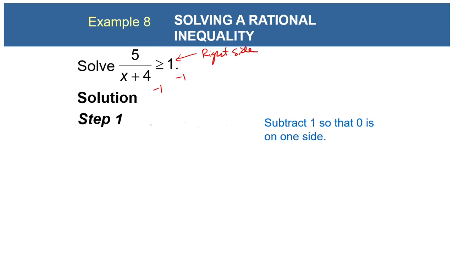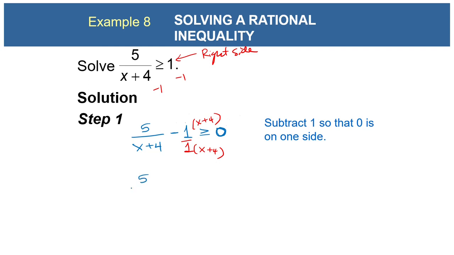This gives me 5 over x plus 4 minus 1 is greater than or equal to 0. Now this is very similar to what we've been doing because the 0 is on the right side. Now I have a fraction here minus a whole number. So I'm going to change this 1 into a fraction and then try to get common denominators. Let's multiply x plus 4 to the top and to the bottom.